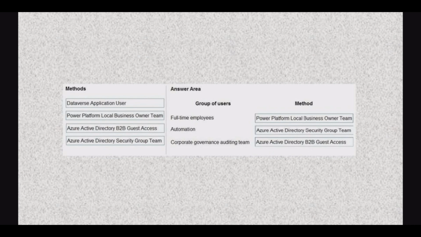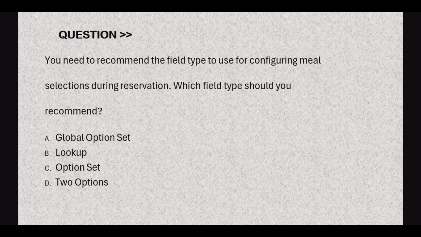Our next question, you need to recommend the field type to use for configuring meal selections during reservation. Which field type should you recommend? The options are option A, global option set, option B, lookup, option C, option set, option D, two options. The correct answer is option C.